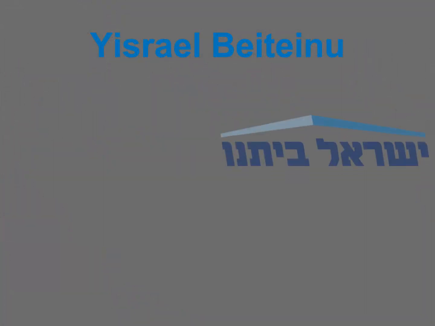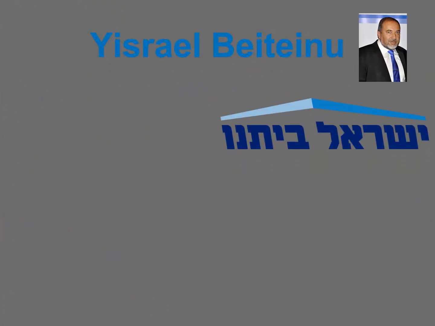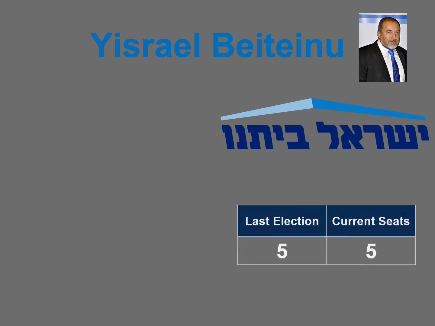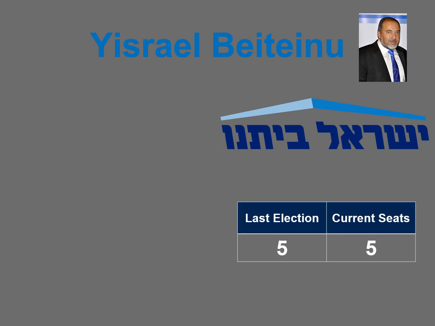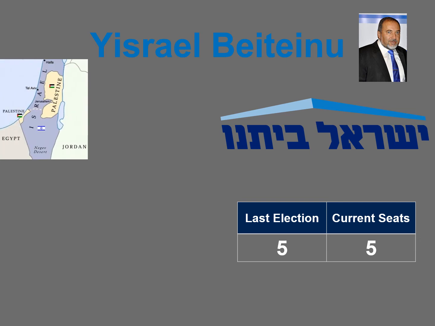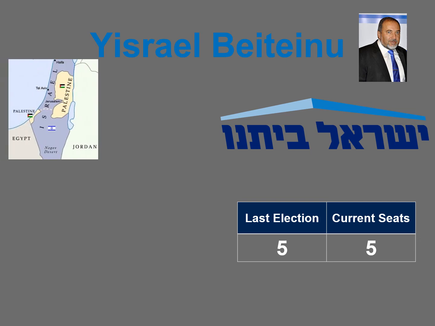Yisrael Beiteinu is led by Avigdor Lieberman, and it won 5 seats in the last election. The party supports a two-state solution, but not in the traditional sense. It wants to swap Israeli land with a majority Arab population for Palestinian land with a majority Jewish population. It supports preemptive military action against Hamas and other opponents of Israel.